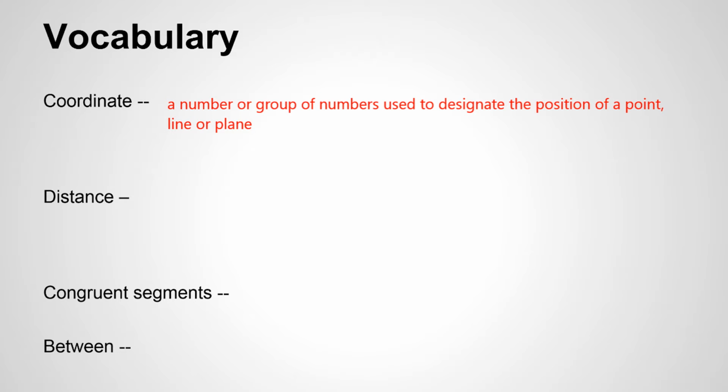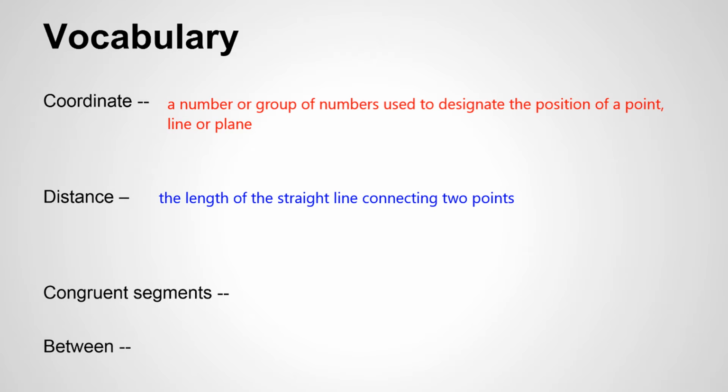First, we have to talk about coordinate. Coordinate is a number or a group of numbers used to designate the position of a point, line, or plane. Think of a number line. A single number will tell you where it is on the number line. And as we dealt with in the past, on the coordinate plane, we use an x and a y, and that will give us both positions there.